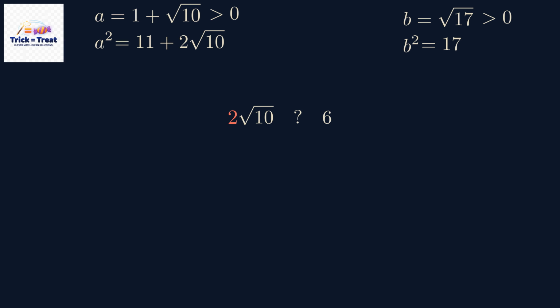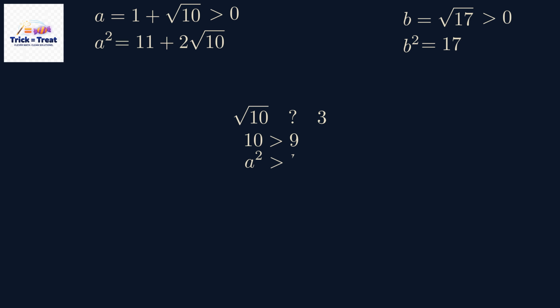Divide each side by 2. The question turns to: is square root of 10 greater than 3? This is so much cleaner. So we're comparing square root of 10 and 3. Again, this is comparing a square root and a number, so we square them both. 10 is clearly greater than 9.